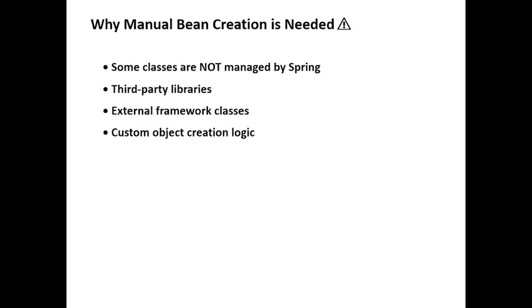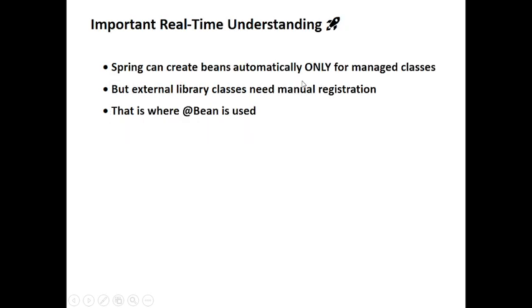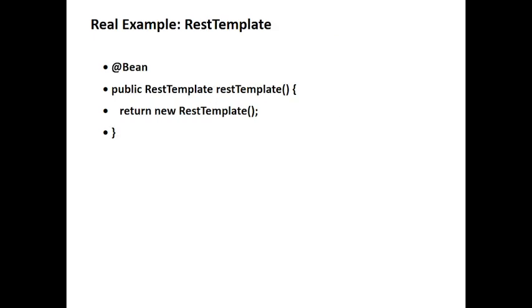So why is manual bean creation needed? Some classes are not managed by Spring, right? Third-party libraries or external framework classes, or custom object creation logic. In these cases, these classes are not managed by Spring. Spring can create beans automatically only for managed classes, but external library classes need manual registration. That is where @Bean is used.